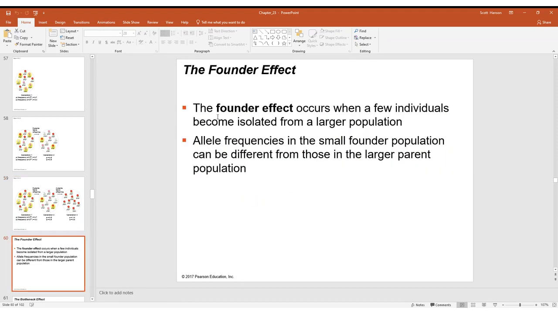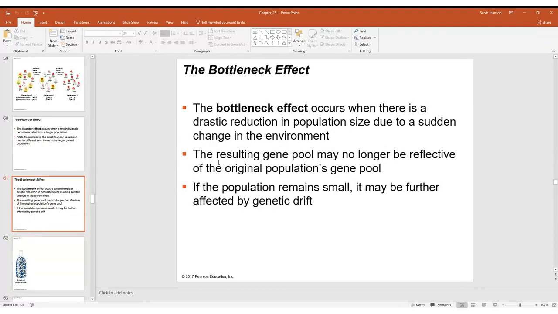And founder effect is just one specific type of genetic drift. And now another phenomenon that's a type of genetic drift is called the bottleneck effect. And you can almost guess what this is.